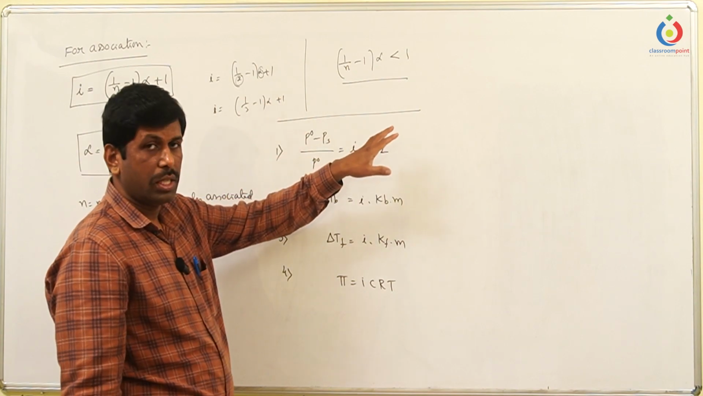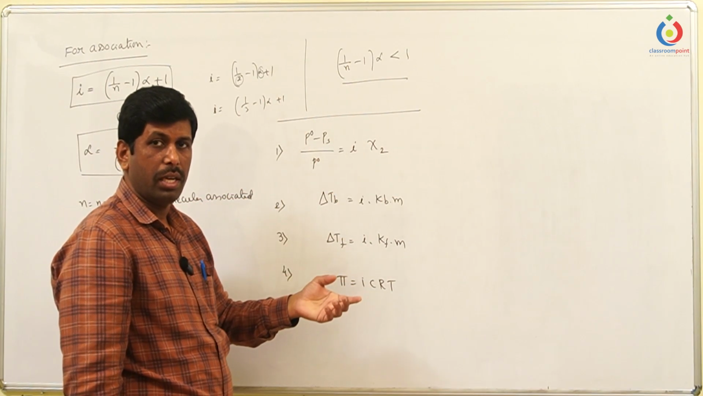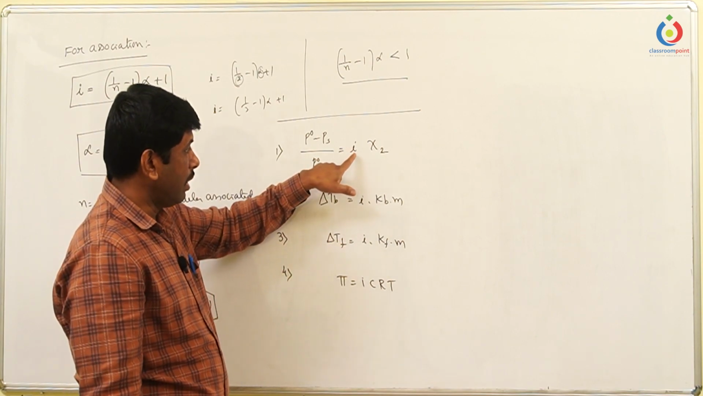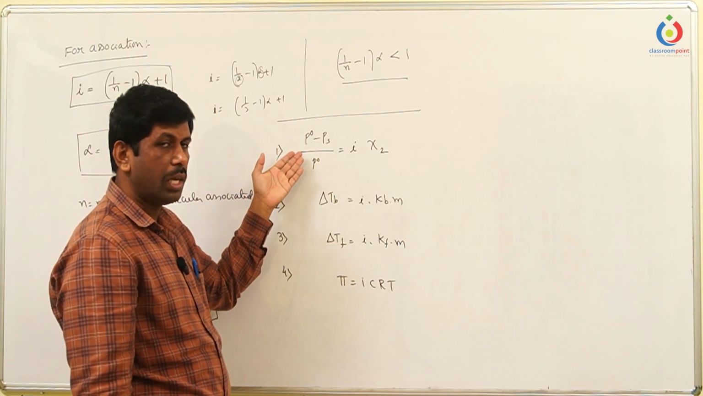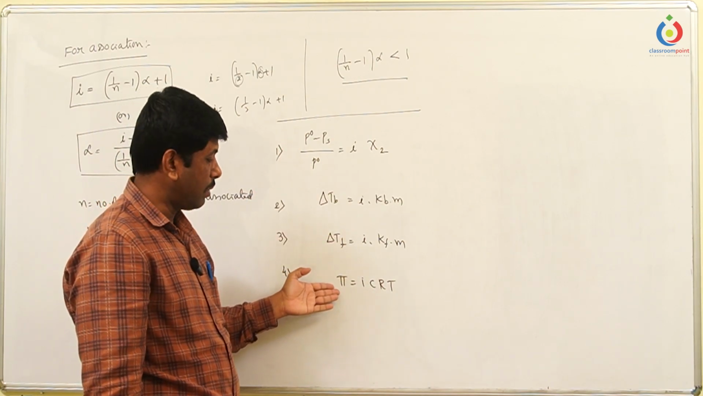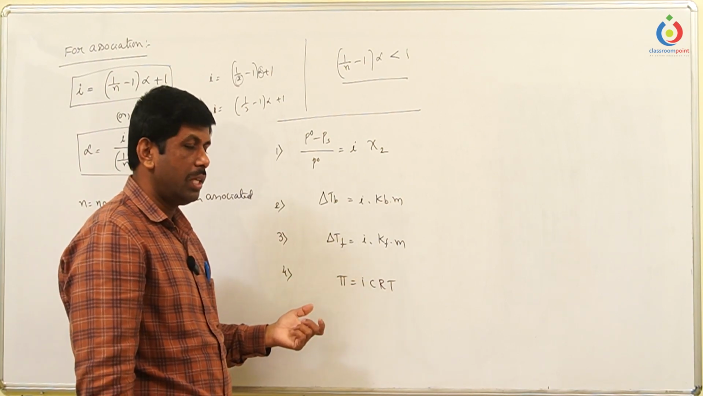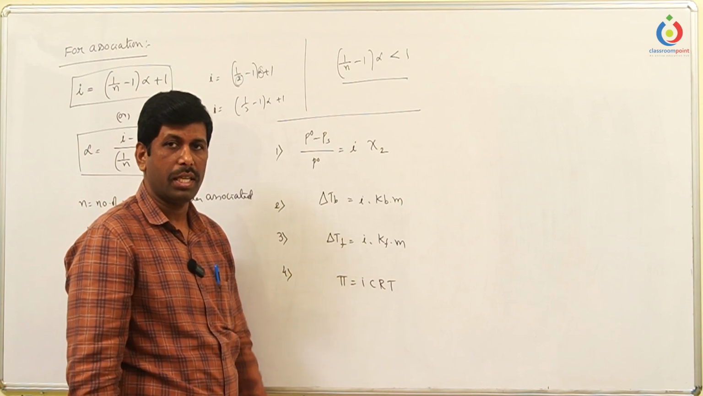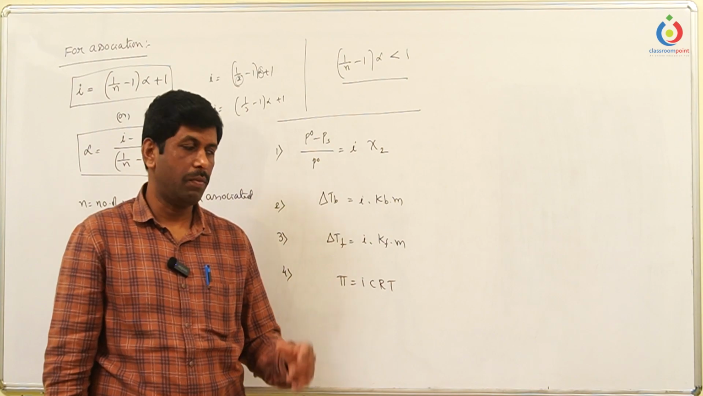And for dissociation, the formula was already there. Using that calculation, first we have to calculate the i value. That i value has to be substituted in the respective question. If it is about the RLVP, substitute here. If it is about osmotic pressure, substitute here. So after substituting the factor i, we get the exact answer. Vant Hoff factor is also known as the correction factor for the molecular weight of the solute.